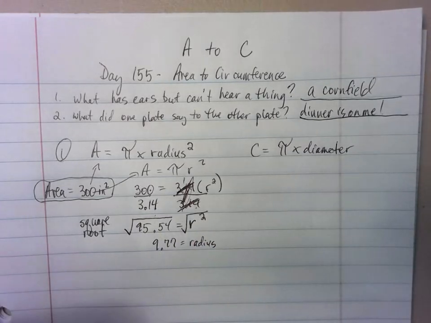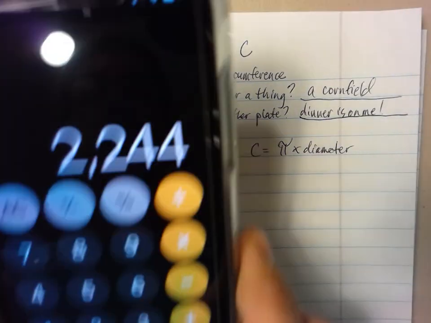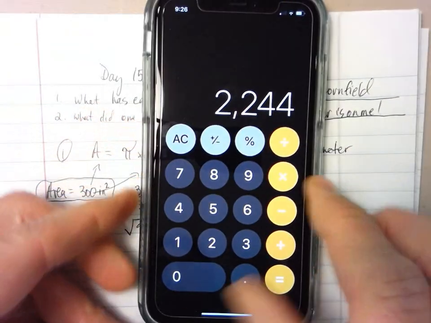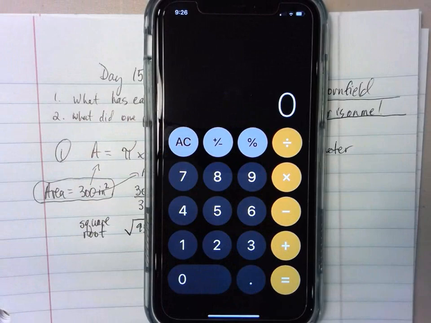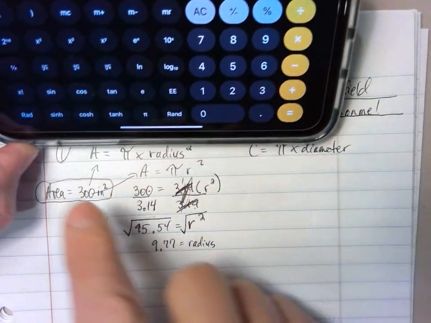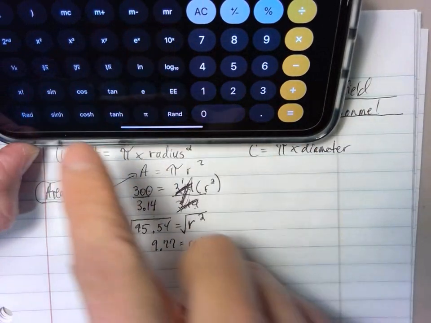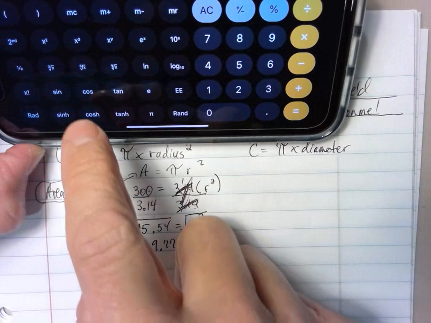Now, I just want to show you something, okay? If you're going to do this on your cellular phone, and you're looking at it like this, there's no square root symbol there. Just add, subtract, multiply, divide, just the basic stuff. If you turn it this way, however, you can see it gives you all these extra buttons over here. Let's see, which one is it?